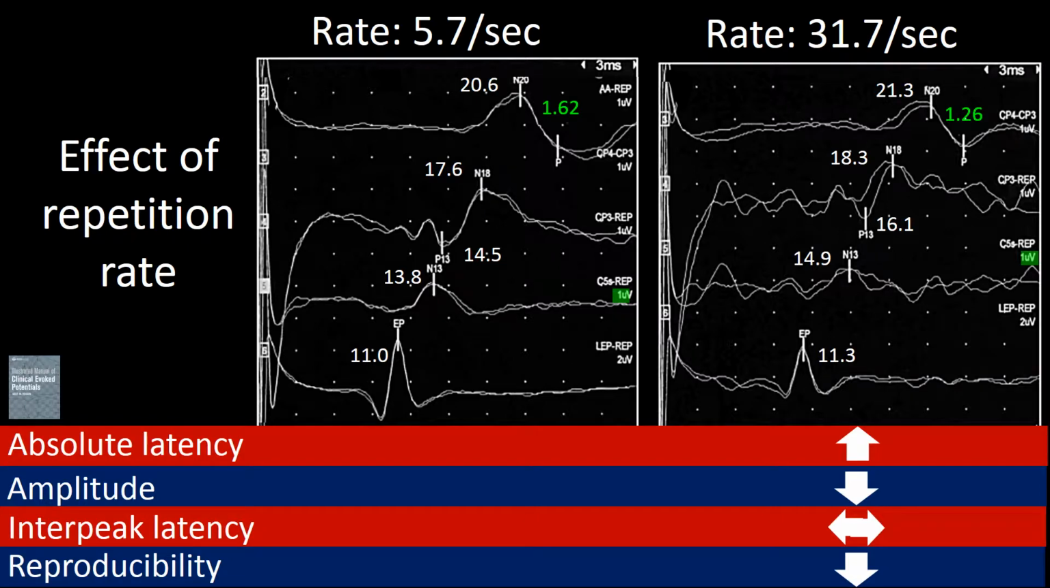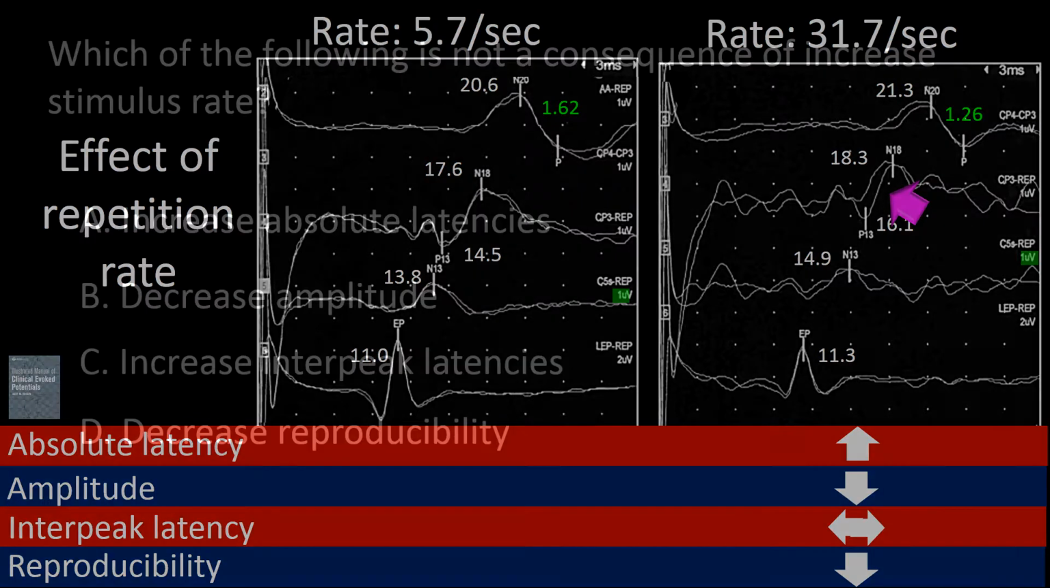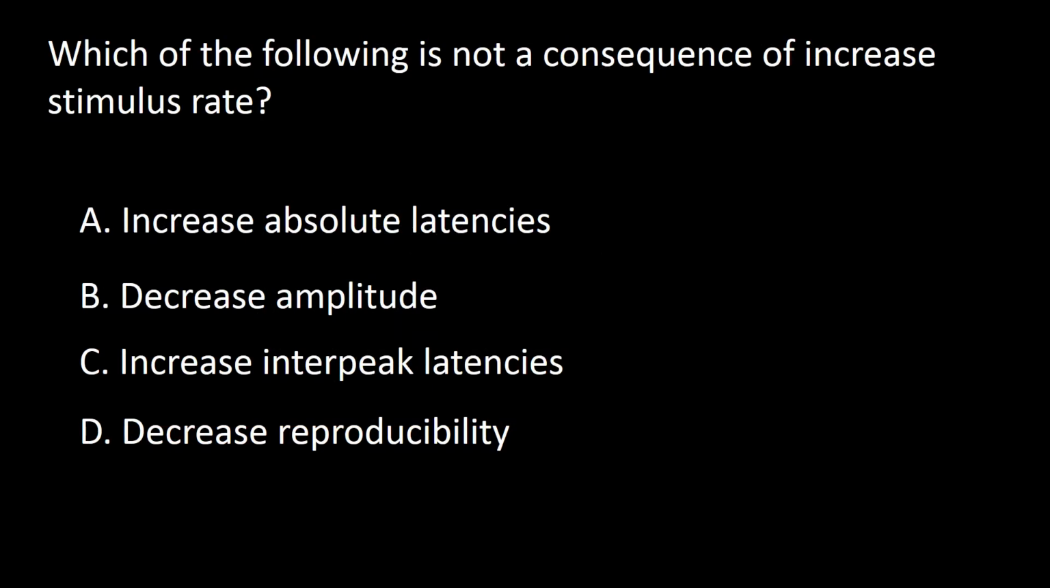And reproducibility will decrease. Notice in this frame the two superimposed trials at 5.7 stimuli per second. Notice that they are almost superimposed perfectly among themselves, whereas when the stimulus is 31.7, the two trials are rather far apart. So the answer to this question is C.